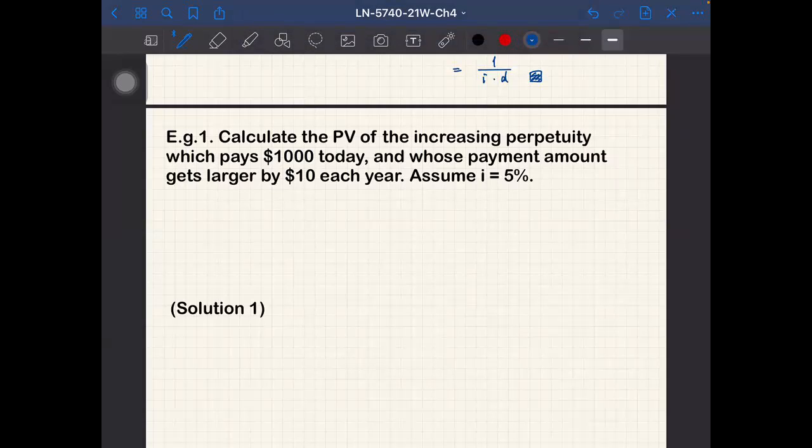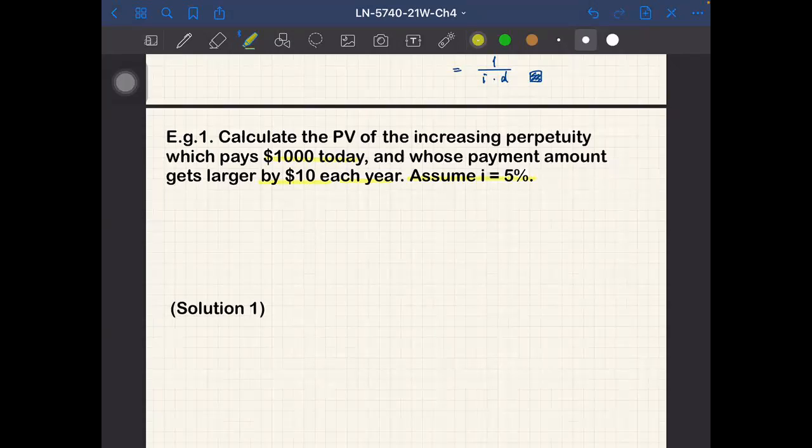Hi, now that we have an example for increasing perpetuities. Calculate the present value of an increasing perpetuity which pays $1,000 today, and whose payment amount gets larger by $10 each year. Assume that the annual effective interest rate is 5%. So what is the present value?